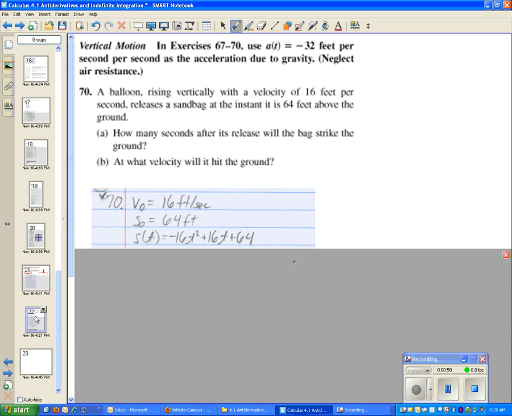So, number 70. A balloon rising vertically with a velocity of 16 feet per second releases a sandbag at the instant it is 64 feet above the ground. How many seconds after its release will the bag strike the ground, and at what velocity will it hit the ground? All right, we need to know initial velocity and initial position.